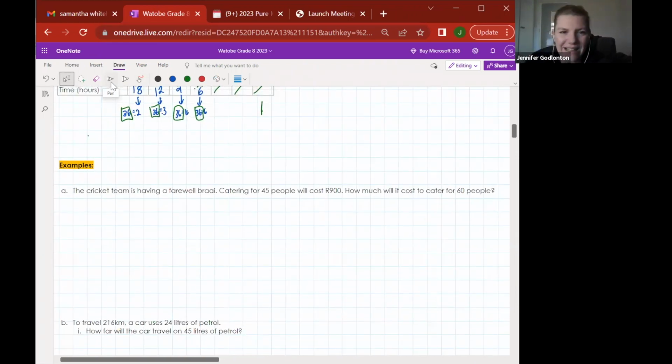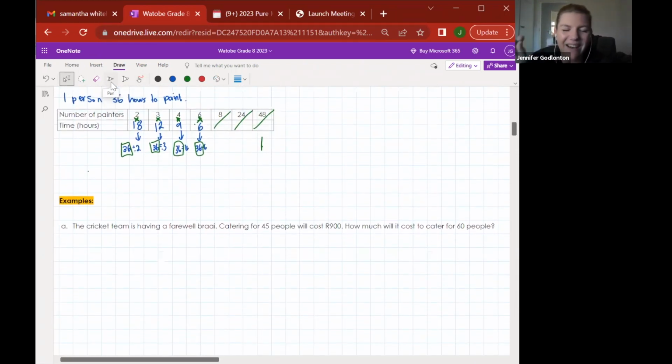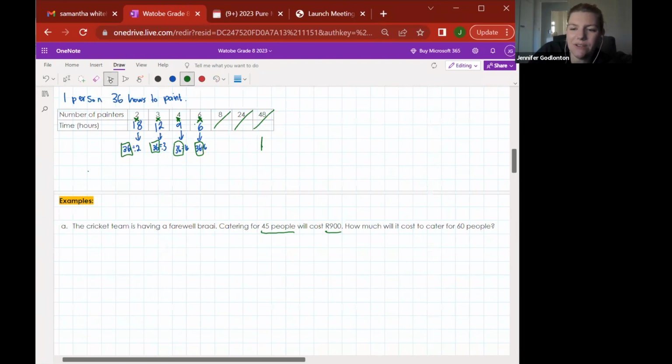So question A, the cricket team is having a farewell braai. All right, so let's read this super carefully. The cricket team is having a farewell braai. They are catering for 45 people, and it is going to cost 900 Rand. How much will it cost to cater for 60 people? So before we jump into anything, our first question that we have to ask is, is this direct proportion or is this inverse proportion? Okay, so that's the very first thing we're going to ask.